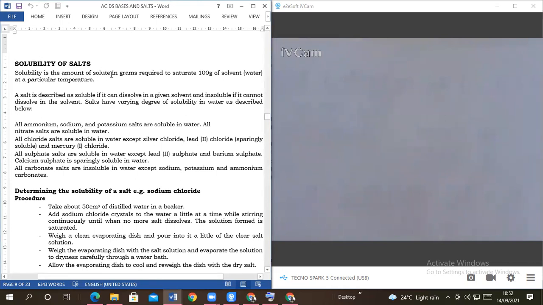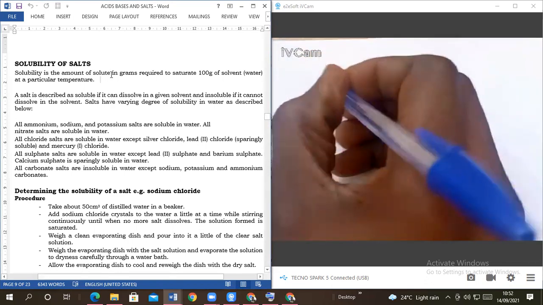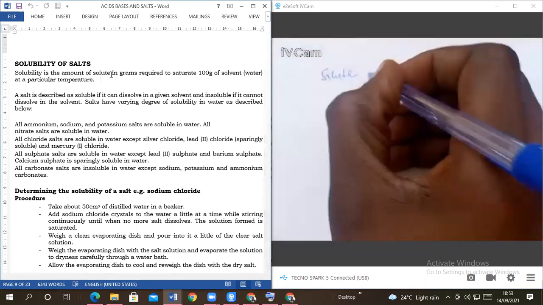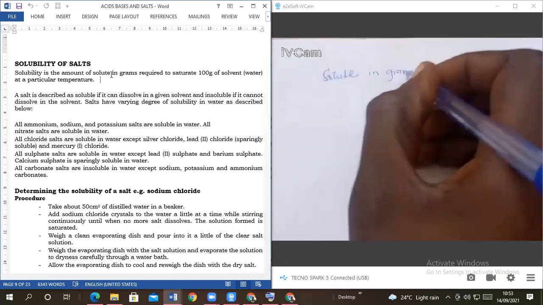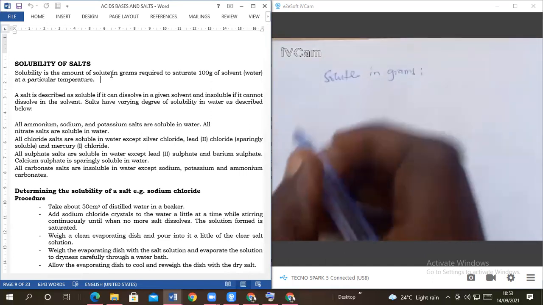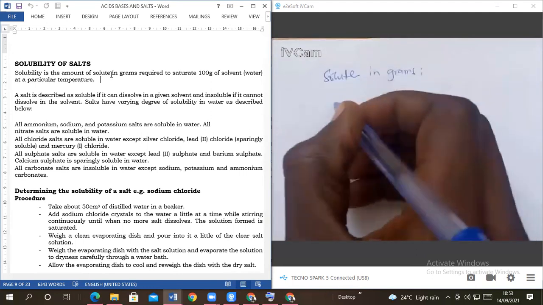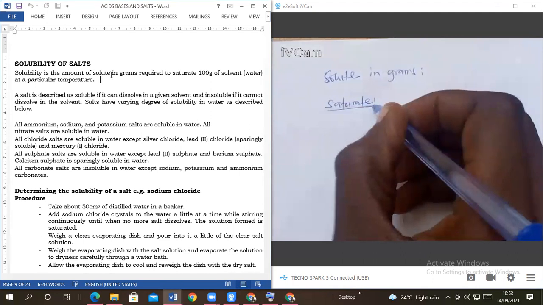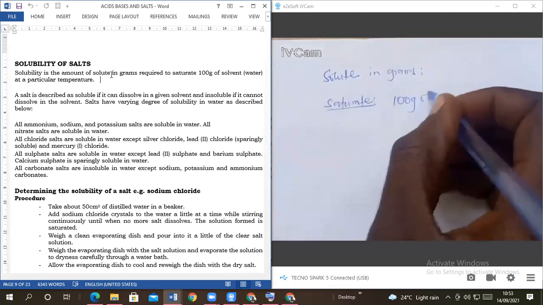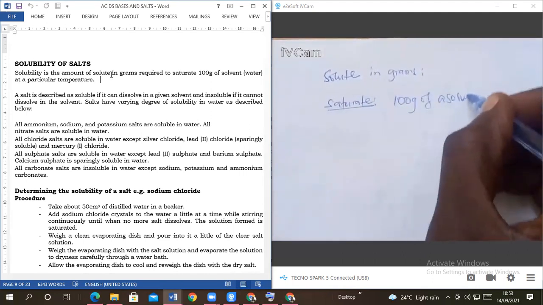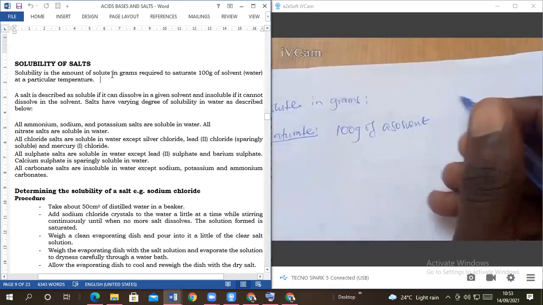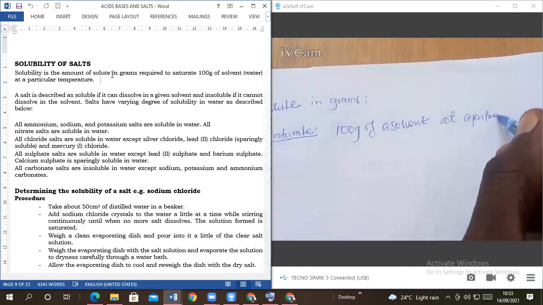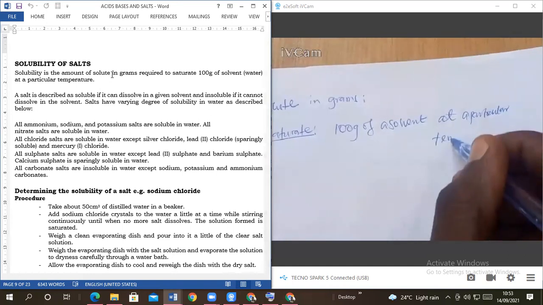Solubility is the amount of a solute, in grams, required to saturate 100 grams of a solvent at a particular temperature. We looked at the word saturation, and we have understood it.